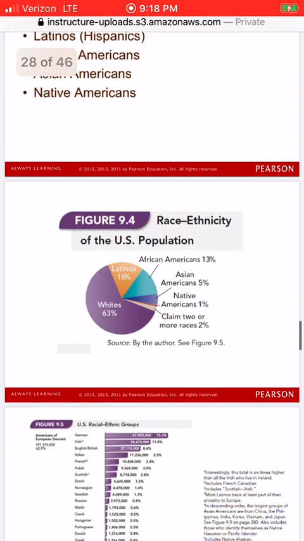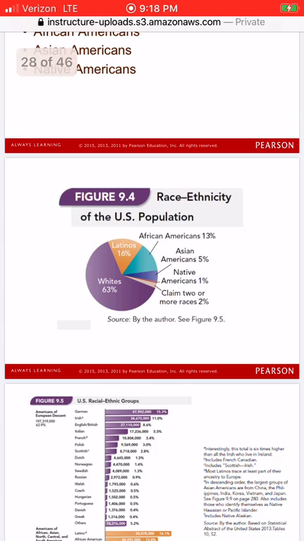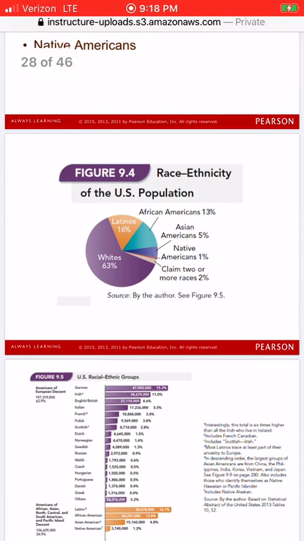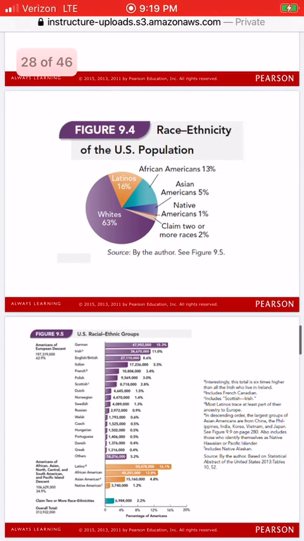Figure 9.4 breaks down the race and ethnicity of the U.S. population. We can see that about 63% are white, and then it sort of goes down from that particular circle. We begin to see that African Americans fall into 13%, Latinos 16%, Asian Americans 5%, Native Americans 1%, and then we have a small portion within our U.S. population that claim multiple races.